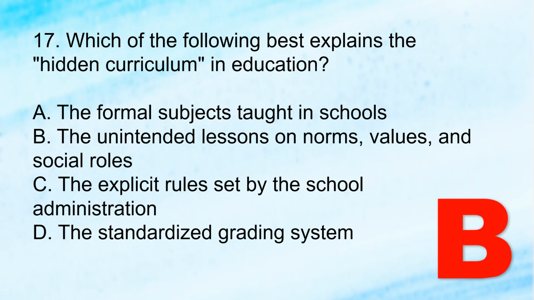The best answer is letter B. Hidden curriculum refers to unspoken societal expectations learned in school, for example, norms, values, and social roles. These are considered as hidden curriculum. All right, so letters A, C, and D, these are parts of the formal or official curriculum, not hidden learning.